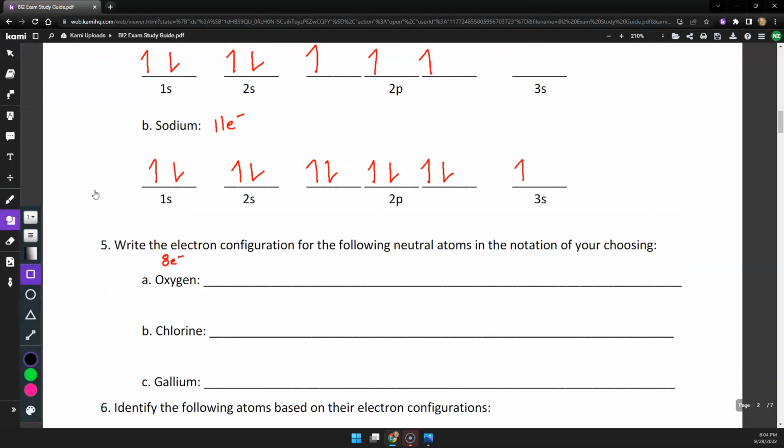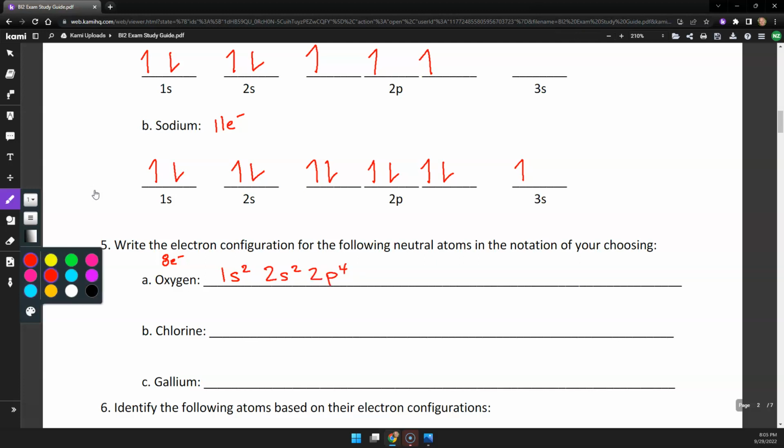Okay, so we've got 1s2. That's not what I wanted to do. We have 1s2, 2s2, and then it was 2p4. Remember, an easy way to check this is to add up the exponents. The exponents should add up to 8. We add those together, which is the number of electrons that we have here.